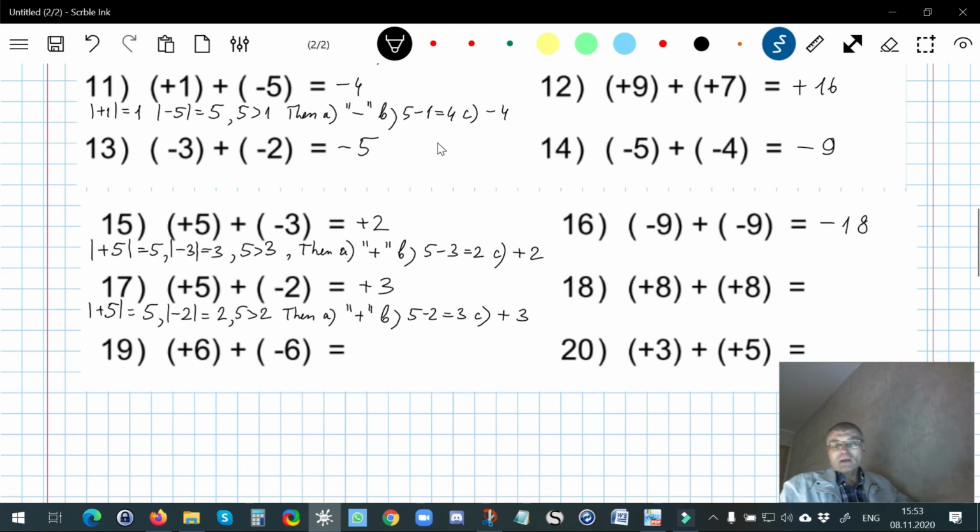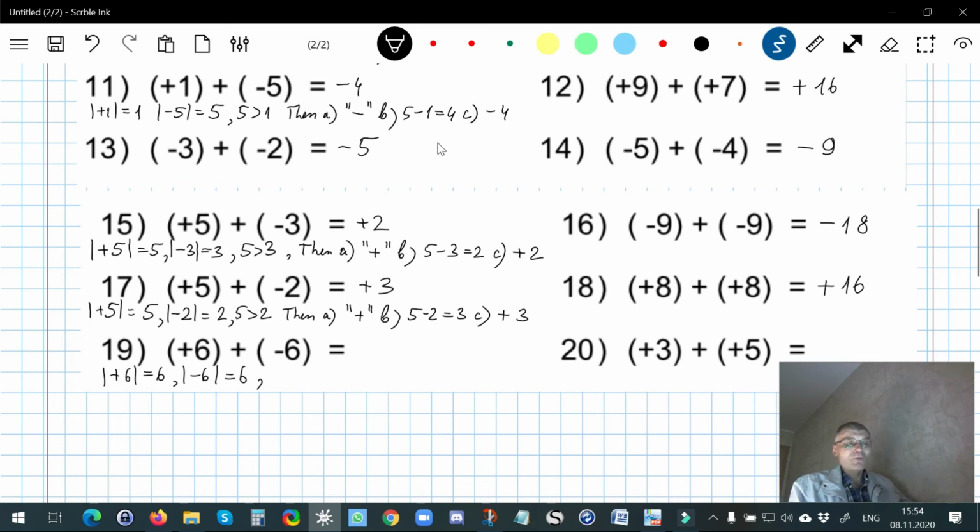In 18 I'm unlucky again from the point of view of examples. I just put a positive sign, and that's 16. 8 plus 8 is 16. Here again, and the last example with different signs. But here I have a problem. I see that the absolute values are the same. Positive 6 is 6 and negative 6 is 6. Actually, it means that the answer is 0.